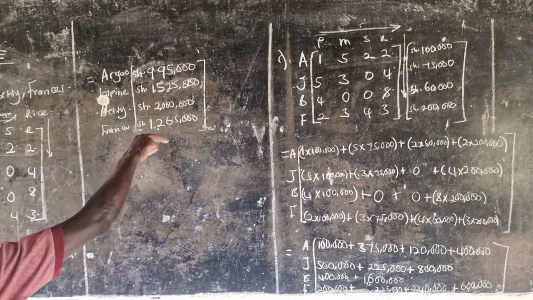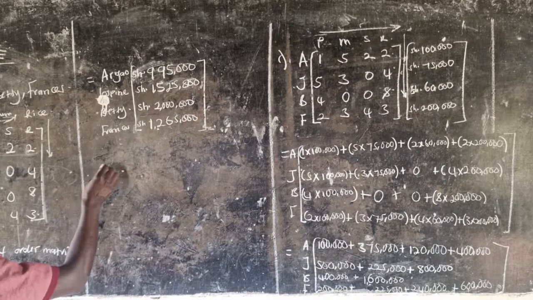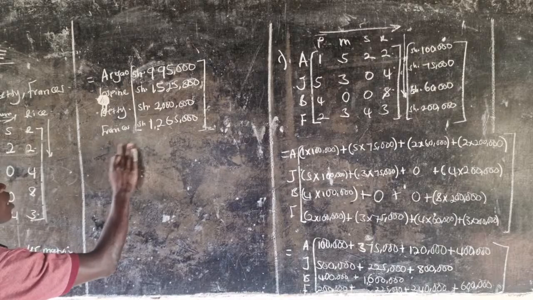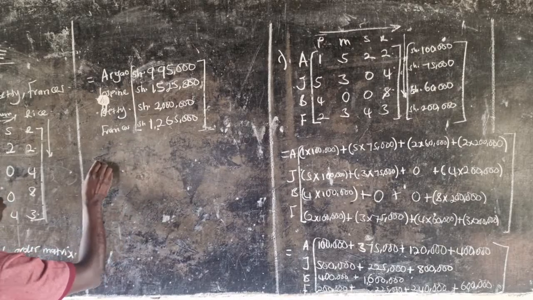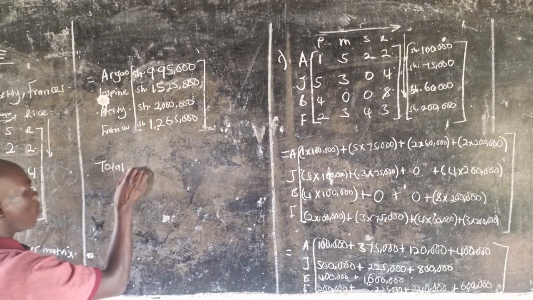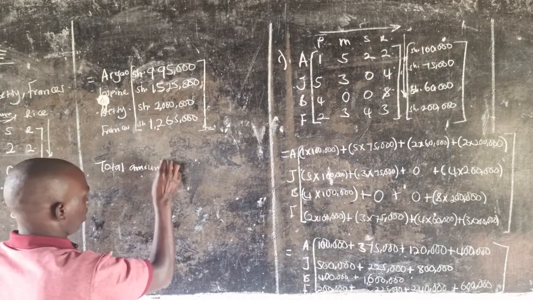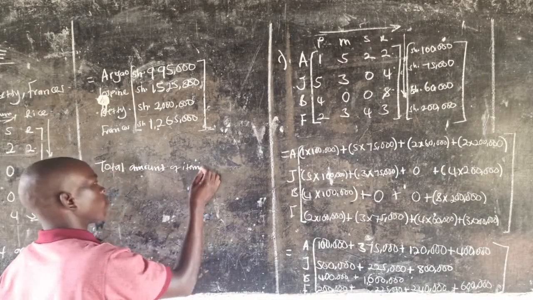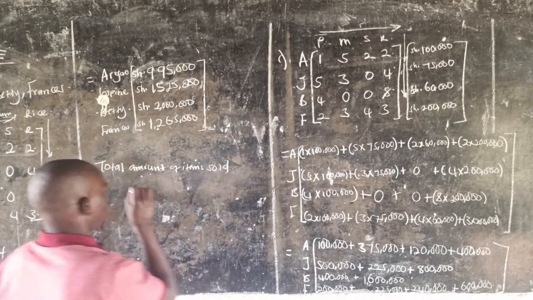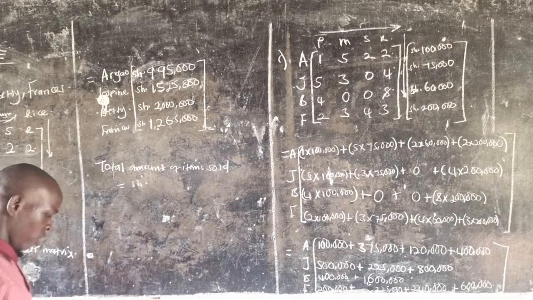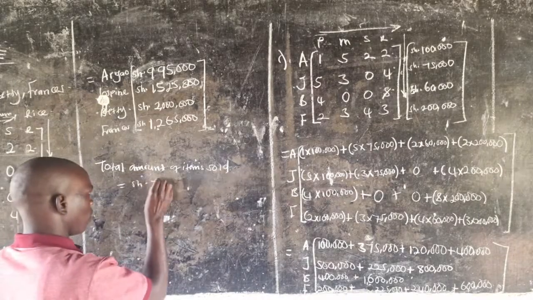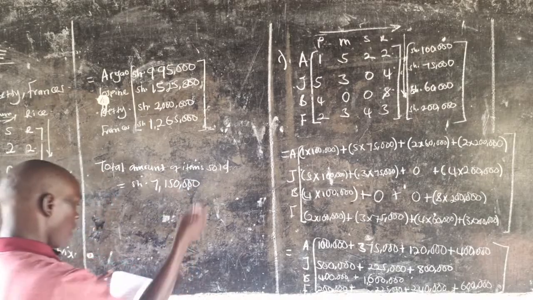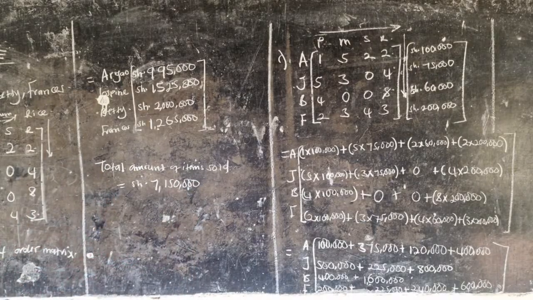So this is their cost price, perhaps. Then they sold it and then they got this total amount. So we can write: total amount of items sold equals to shillings 7,150,000. Here in the question, they give us 7,150,000 and agreed to share in the ratio.